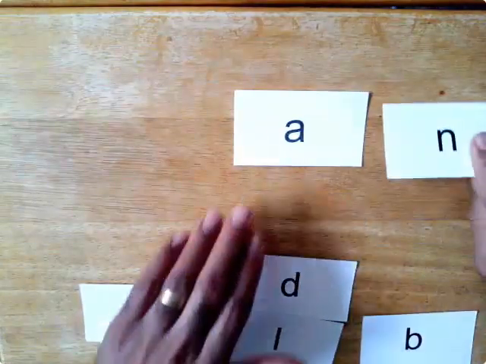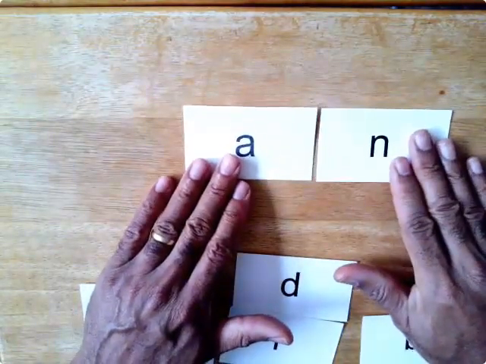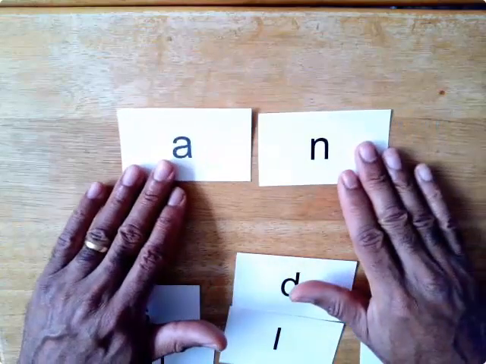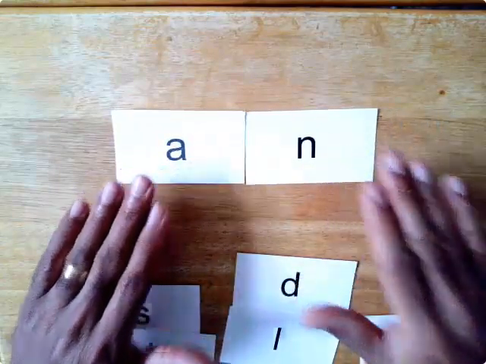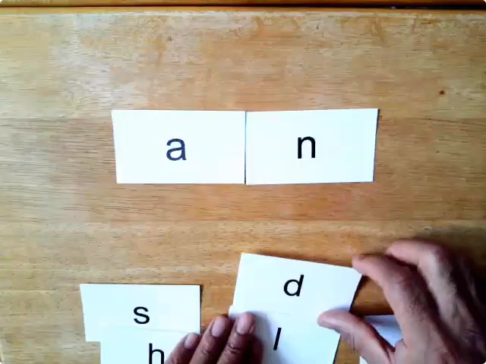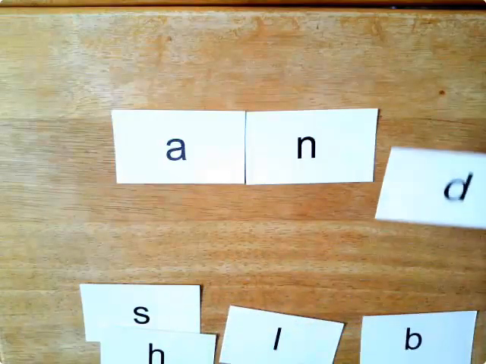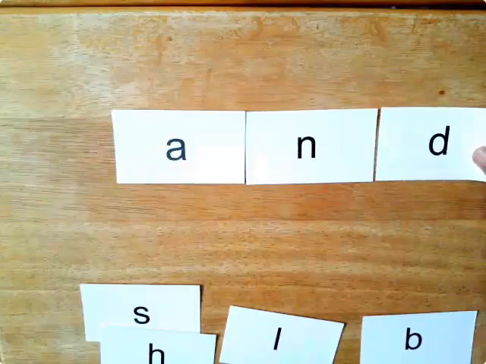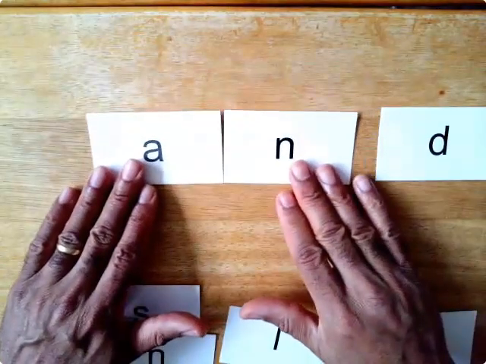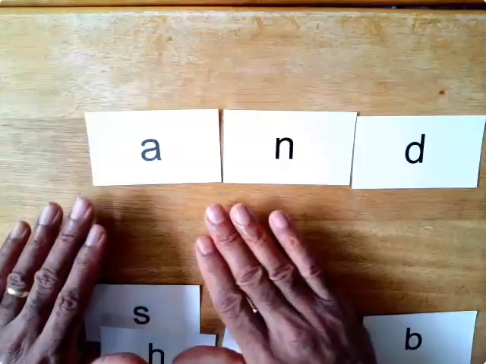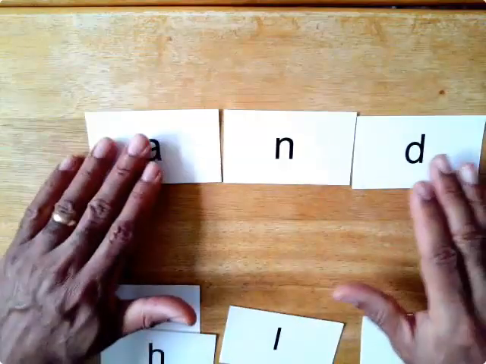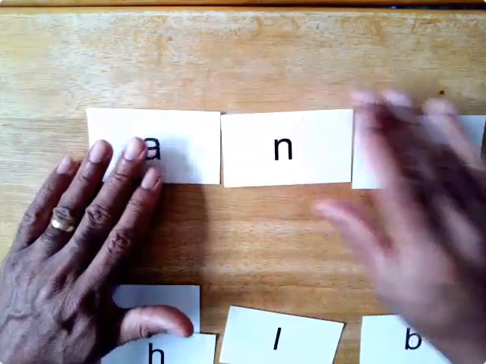We're going to have our word an. Remember this word? An. Yes, from the previous lessons. We're going to make a new word by adding a new sound to an. Are you ready for this? Watch this. D. And. We have a word, and.